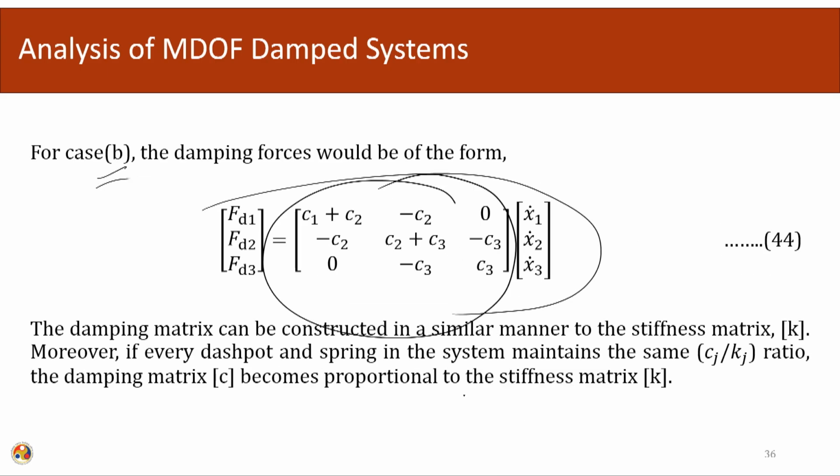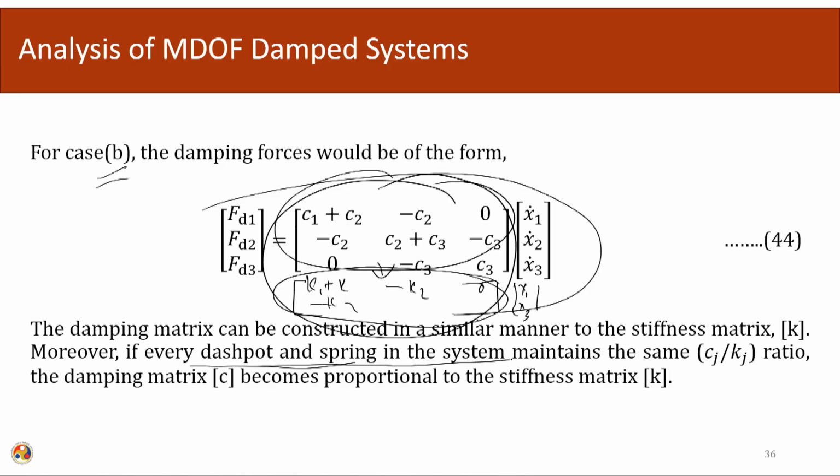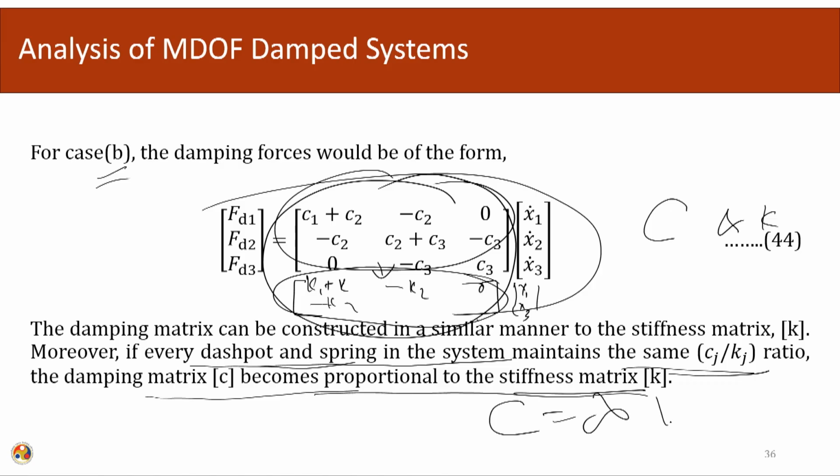So, now here the damping matrix can be constructed in a similar manner to the stiffness matrix. So, it will have a similar formulation. Here the stiffness matrix is K1 plus K2, minus K2, 0, minus K2, and so on and so forth. So, the structure of the damping matrix and the stiffness matrix will follow a similar pattern. And if every dashpot and spring in the system, it means that if every C and K in the system, maintains the same ratio, then the damping matrix becomes proportional to the stiffness matrix. C will be a function of the stiffness matrix.